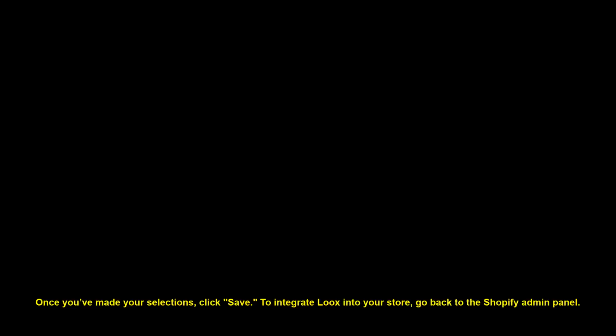To integrate Loox into your store, go back to the Shopify admin panel. Visit the Themes section under Online Store. Click on the Customize button for the theme you are using. In the Theme Editor, find the section where you want to add Loox reviews. Usually, you will add this in the product page settings. Once you have located the right section, save the changes. Preview your store to ensure the Loox reviews are displayed correctly.